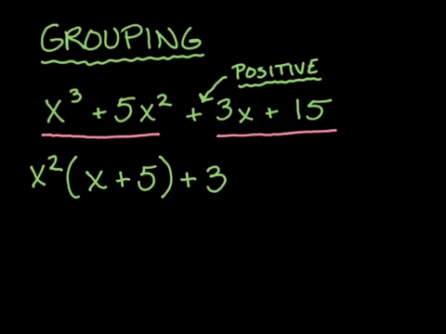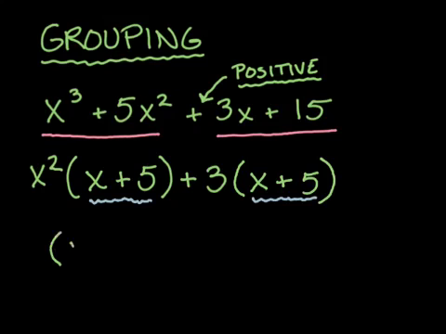So now when we factor out our 3, you notice 3x divided by 3 leaves me with just x, plus 15 divided by 3 is going to leave me with 5. And this is the nice part of doing this process. Do you notice now I have the exact same binomial factor in both of these problems? And as we saw in earlier videos, this means I can factor that out.